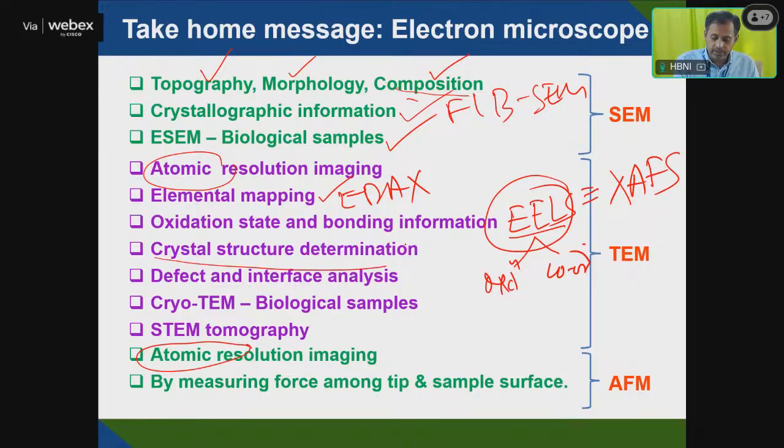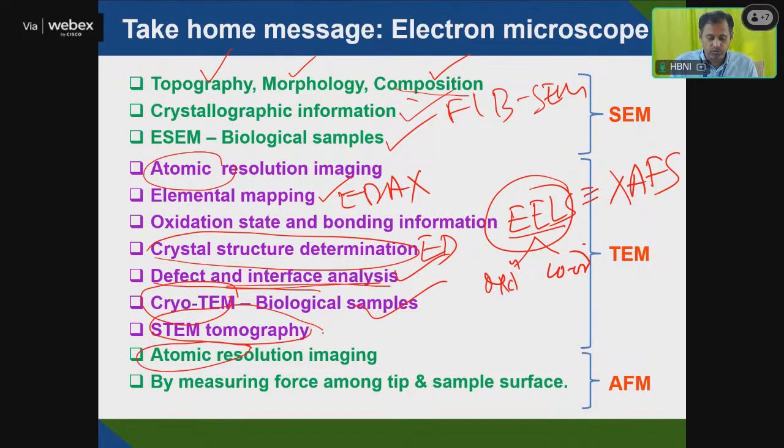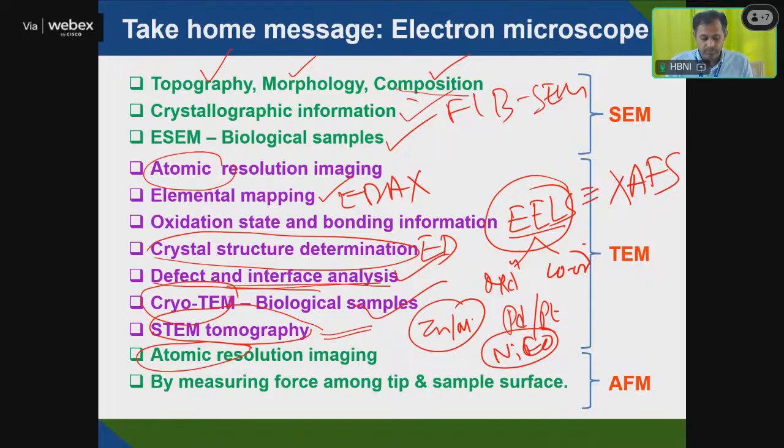And then you can get structural crystal information from the electron diffraction pattern. You can get crystal structure information, including defects, dislocations, and stacking faults. In TEM you also have cryo-TEM for biological samples, and you have an STEM mode that is useful for combined analysis, such as distinguishing similar Z materials like zinc and nickel, or palladium-platinum core-shell structures, or nickel-iron-cobalt alloy systems.